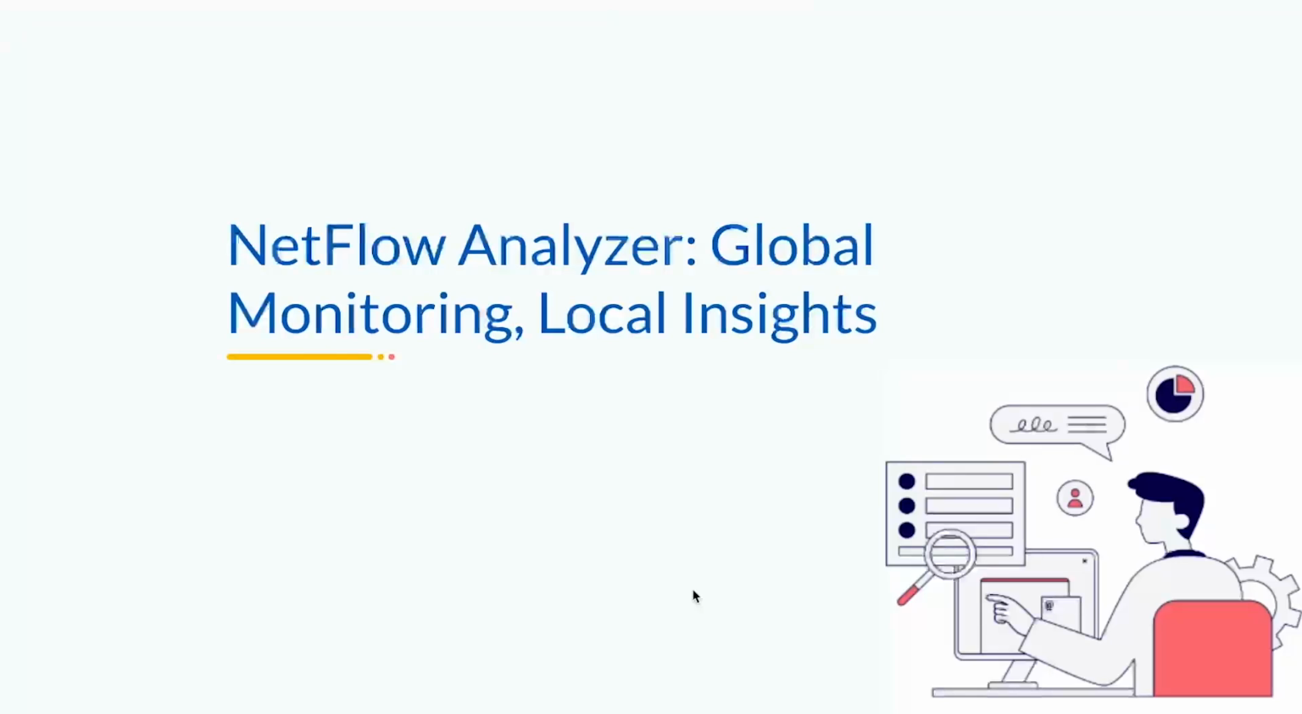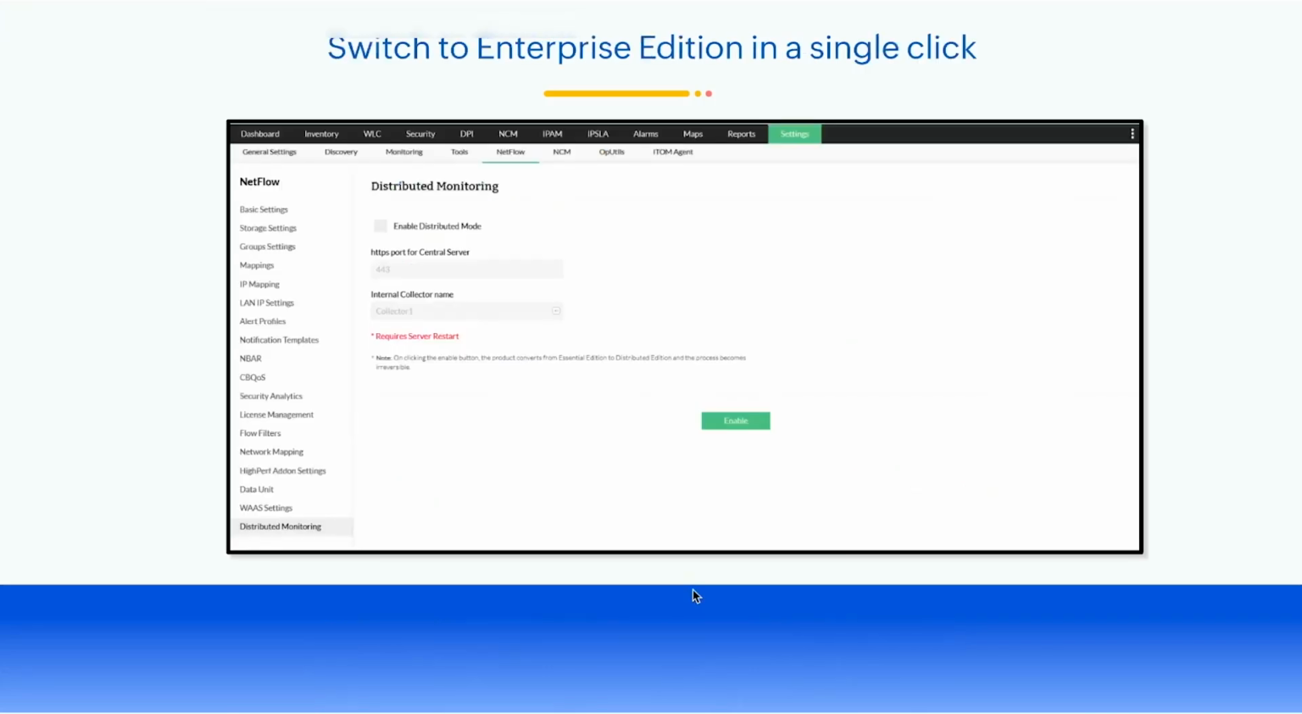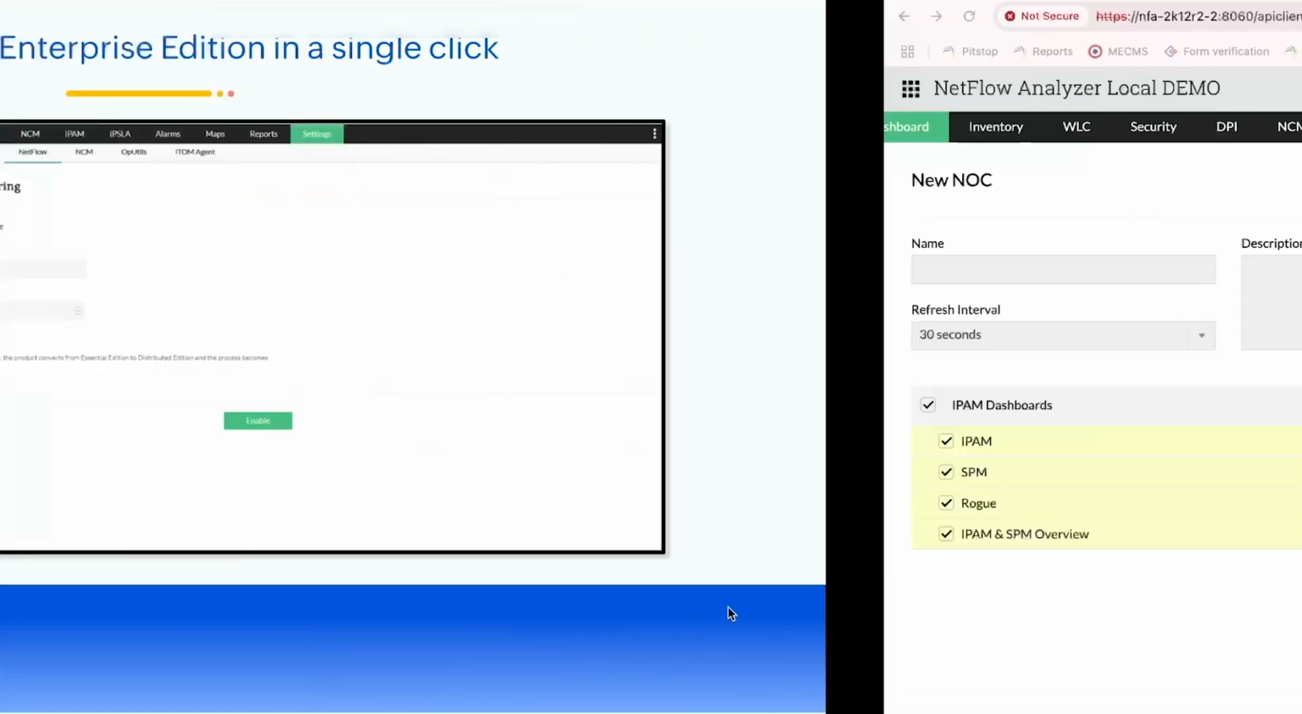NetFlow Analyzer also offers the benefit of distributed monitoring with Enterprise Edition. With distributed monitoring, you will be able to scale and monitor all the globally located data centers. If you are using the Professional Edition and you are scaling your organization, if you wish to utilize distributed monitoring, you can switch to the Enterprise Edition in a single click with NetFlow Analyzer UI instead of going to download again. And here is how you do it.